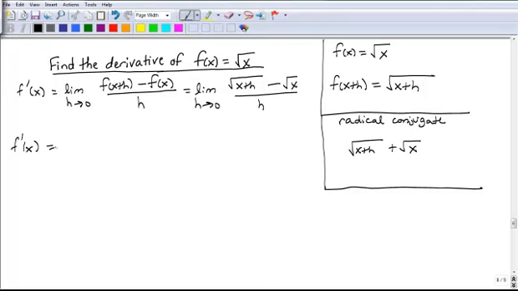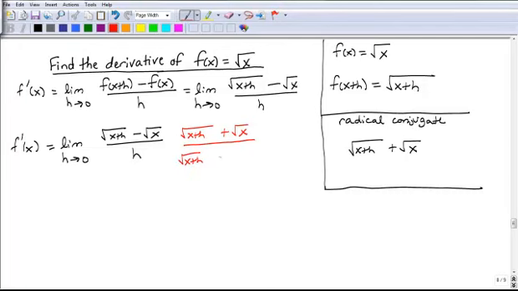So to finish this derivative, the limit as h goes to 0. Here's the derivative I have written: square root of x plus h minus square root of x over h. I'm going to multiply the top by this radical conjugate, square root of x plus h plus the square root of x. But since I did it on top, I also have to do it on the bottom to make the number 1, so I don't change the fraction I started with. So I multiply the top and the bottom by the radical conjugate. And notice I'm going to have to FOIL on top, which will be loads of fun.